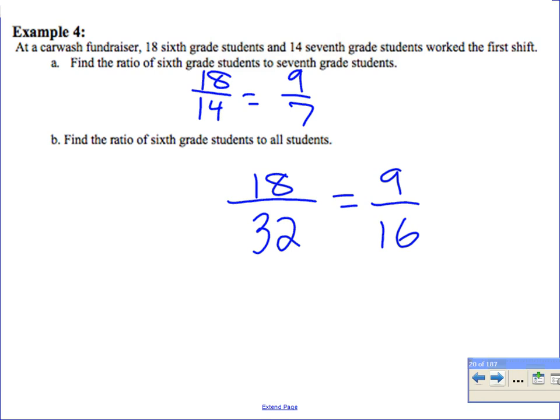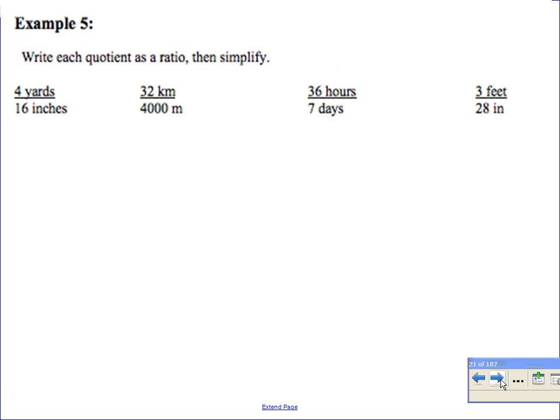Easy, right? Still? Okay, let's go to example 5. Let's do the first 2 examples here. These ones, all they want us to do is to simplify them. So if we have 4 yards over 16 inches, they just want us to simplify. So 4 over 16 reduces to, Alyssa? Good, 1/4. So we'd have 1 yard for 4 inches.